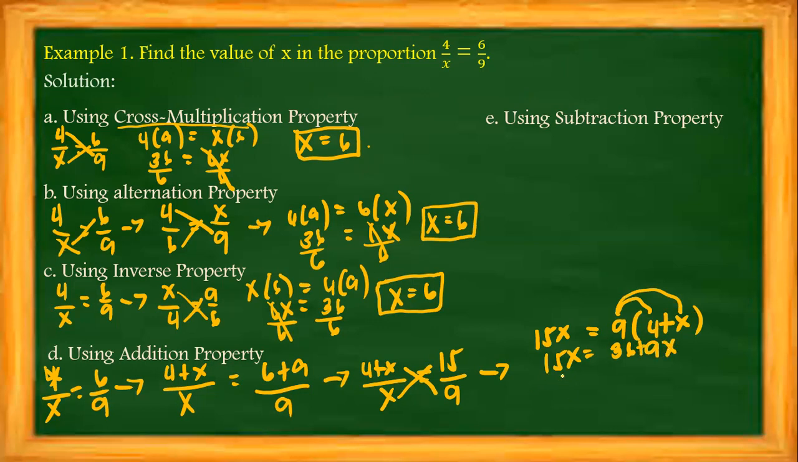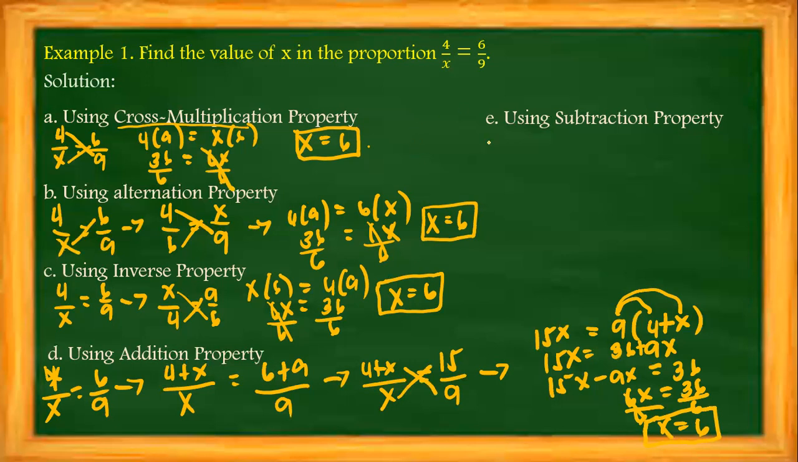Next, isolate the numbers with variables into one side of the equation. So let's write down here 15x, then 9x will become minus 9x is equal to 36. 15x minus 9x, so it will become 6x is equal to 36. Alright, so let's divide both by 6 to get the value of x. 36 divided by 6. Wow, we get 6, which is the same as our first three solutions.